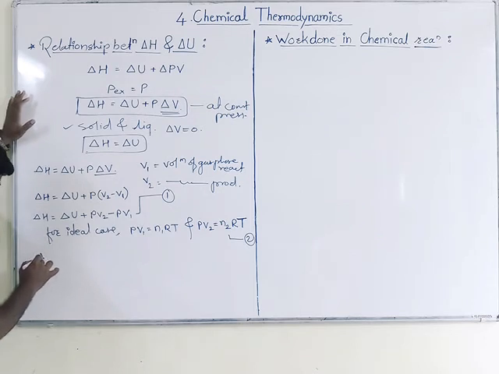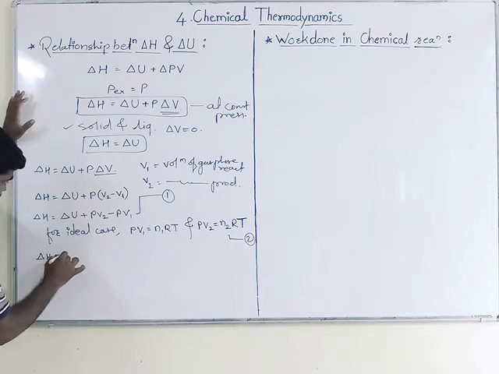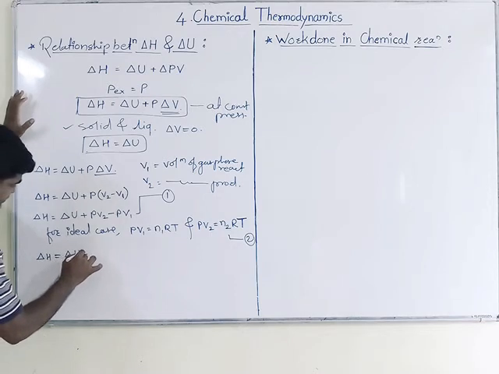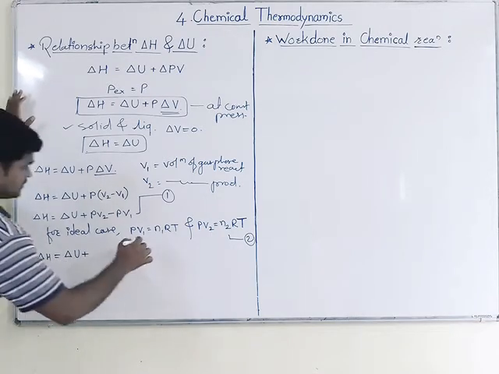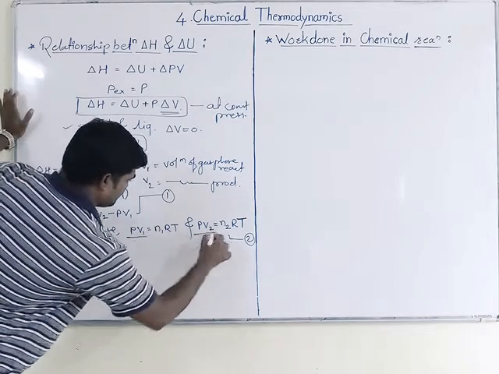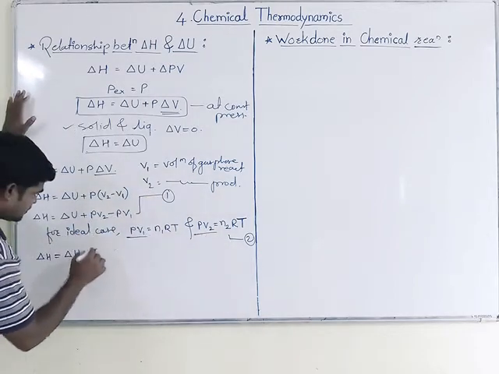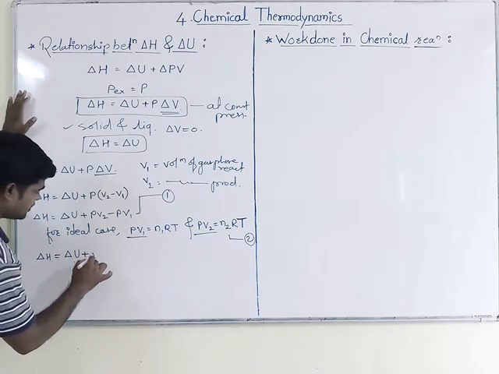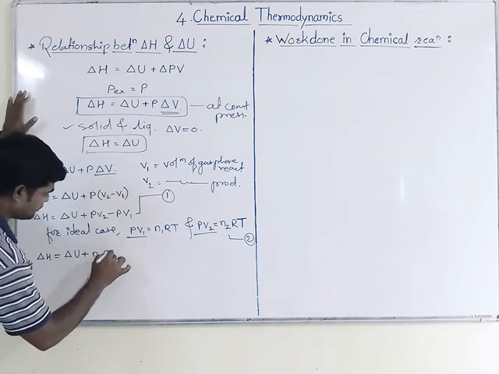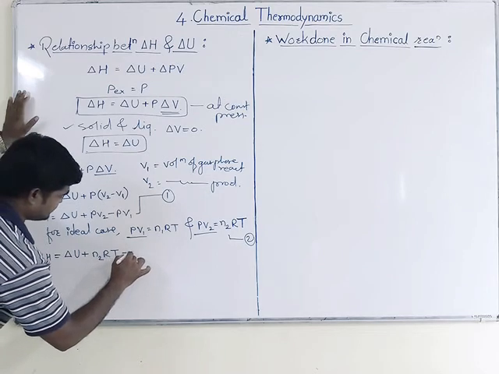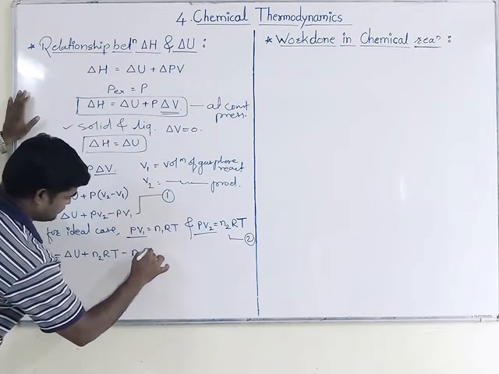Here, delta H, equation 1 becomes delta H is equal to delta U plus this term PV1 and PV2. We have to substitute their corresponding values. Instead of PV2, I will substitute here N2RT minus N1RT.